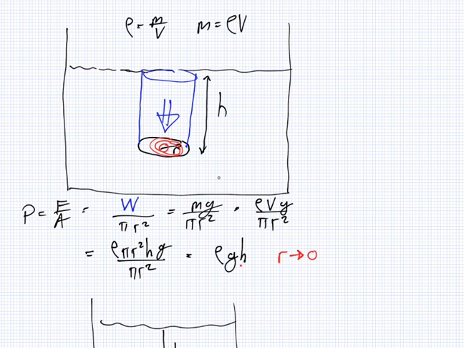So the most important result here is that pressure is proportional to the density, bigger density, more pressure, and it's also proportional to the depth or the height.